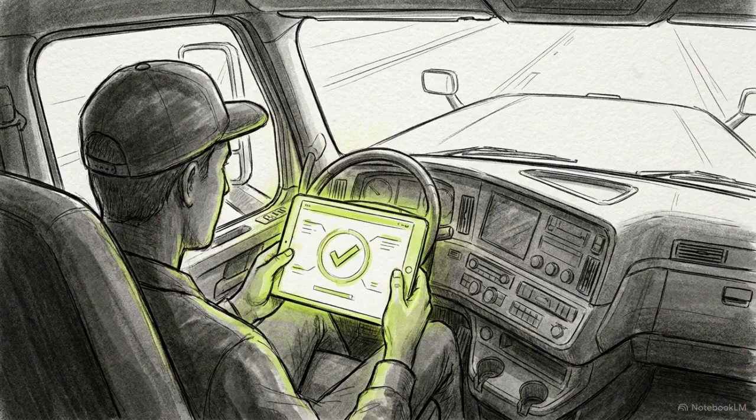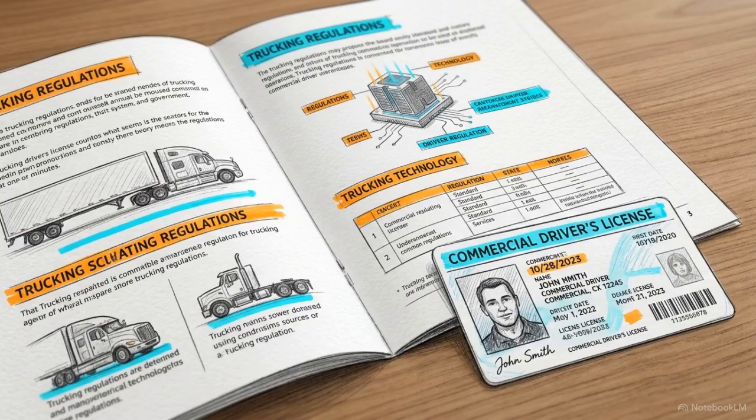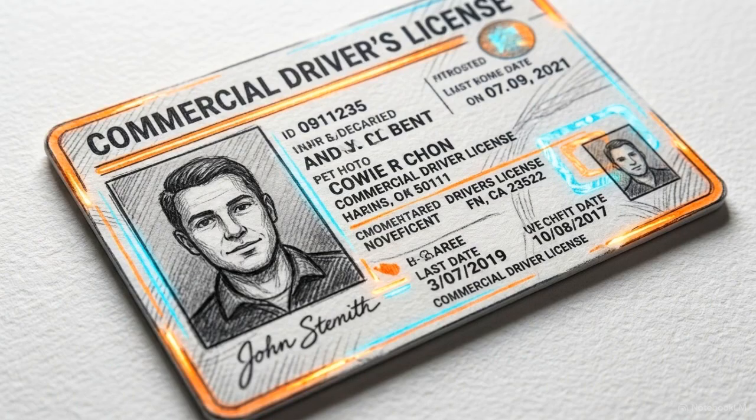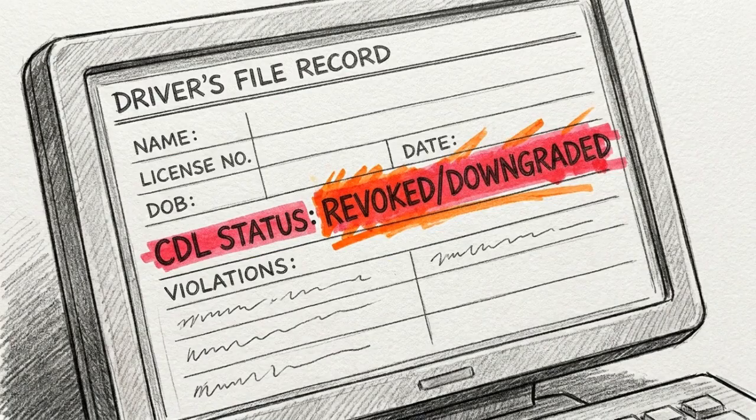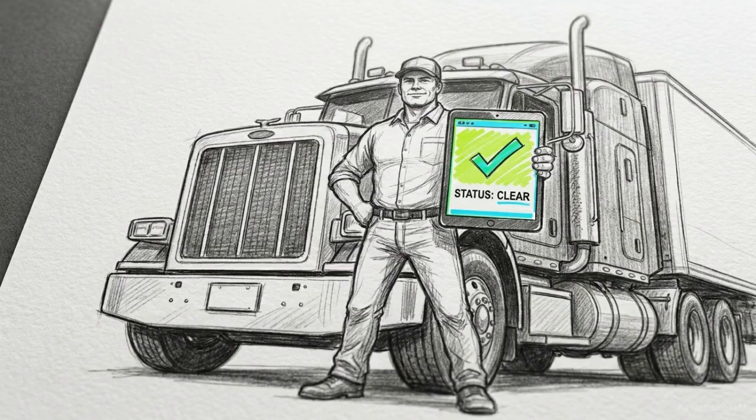You now possess a complete understanding of clearinghouse mechanics, visibility rules, and error correction, and that completes Module 2, the Clearinghouse. We've covered what it is and why it exists, how it was built and why it applies specifically to CDL holders, what prohibited status and CDL downgrading actually mean, and now how to register, check your record, fix errors, and protect yourself, whether you're employed, between jobs, or running your own operation.